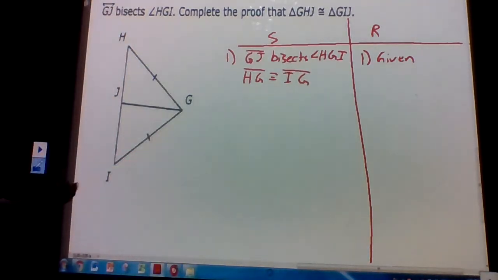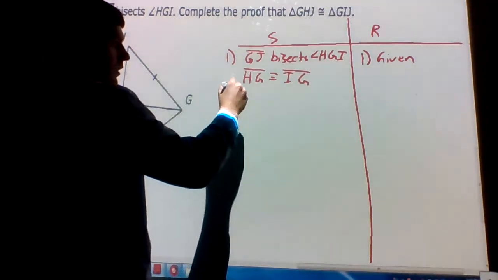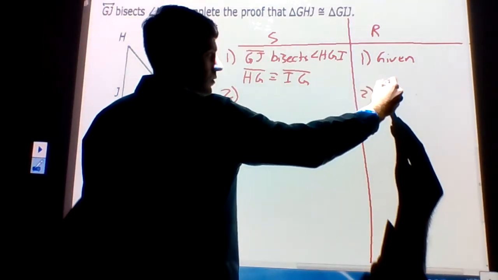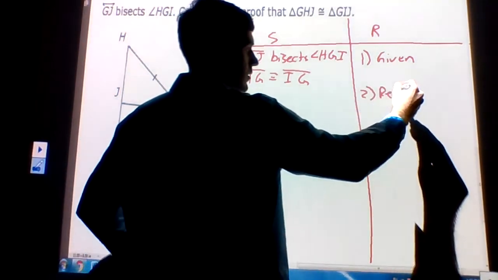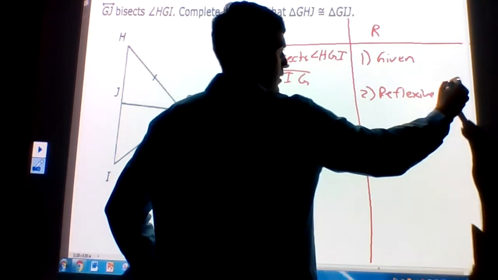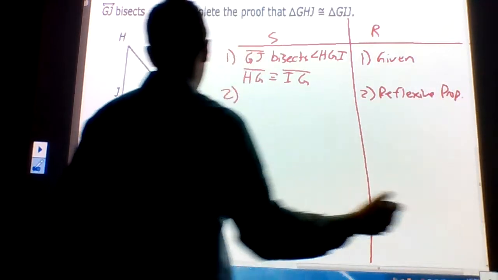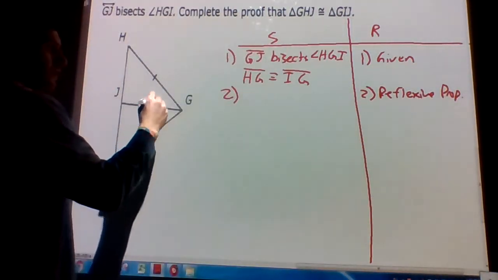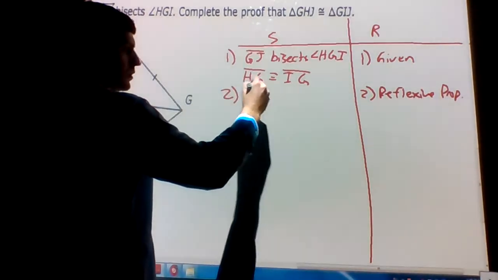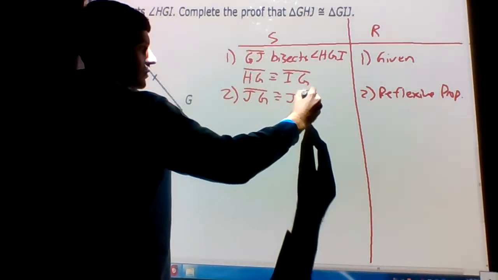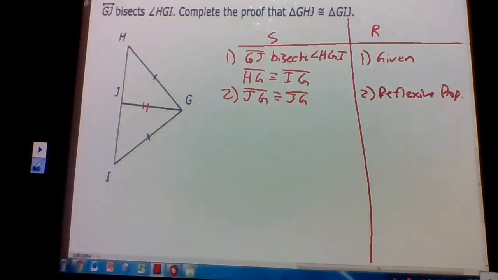Okay. So if we go down our list, we don't have vertical angles. We do have shared sides, though. So we can use the reflexive property to say that JG is congruent to JG. Then we keep going down the list.